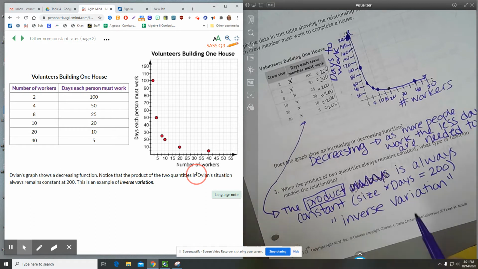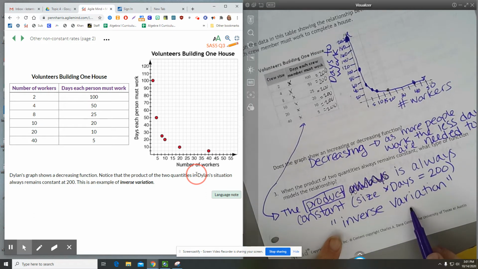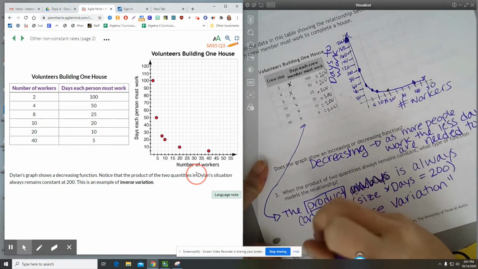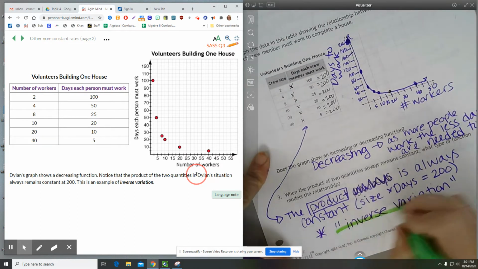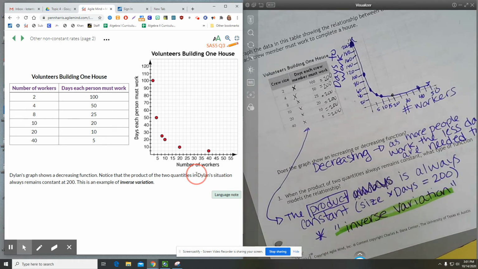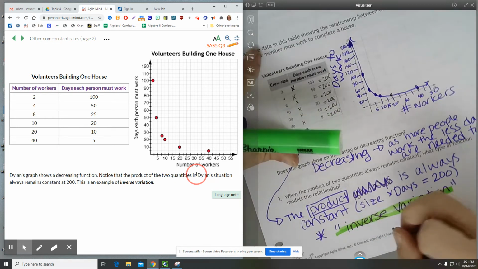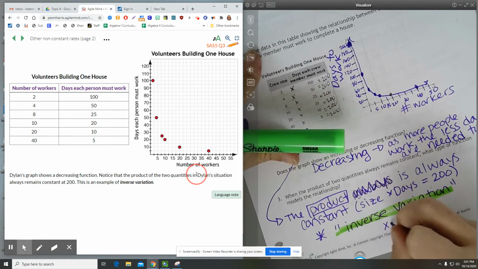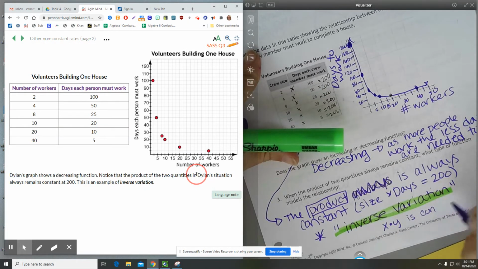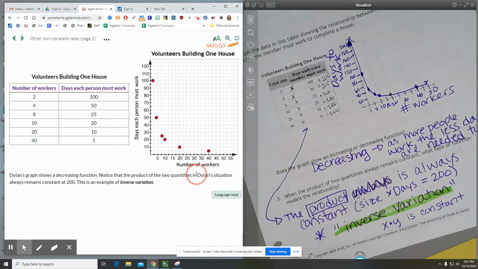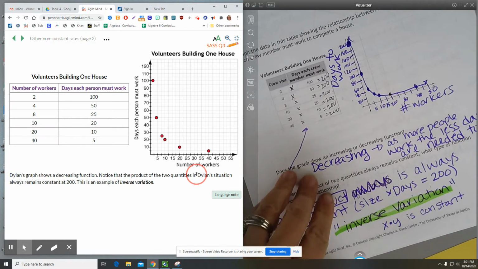And we call this inverse variation. Star that, highlight it. We're going to add this to our notes in a little bit. Inverse variation. And when we find that, it's always going to be my x times my y is constant. My x times my y is constant. Okay, let's go on.